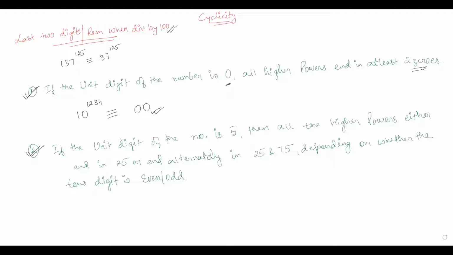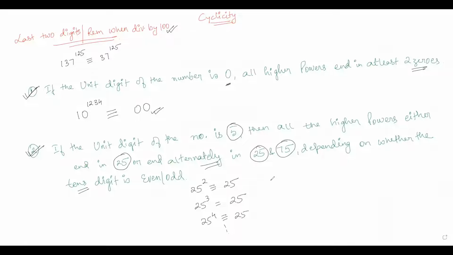Let us see the second rule now. If the unit digit of the number is 5, then all the higher powers either end in 25 or end alternately in 25 and 75, depending on whether the tens digit is even or odd. For example, say 25 square will give us the last two digits as 25 because 25 square is 625. In a similar way, 25 cube will give us the last two digits as 25 times 25, which would be 25 again. 25 raised to the power 4 will give us the last two digits as 25 again, and so on.